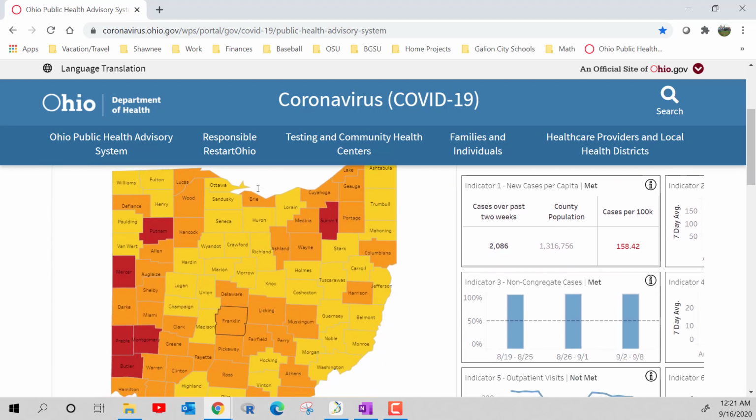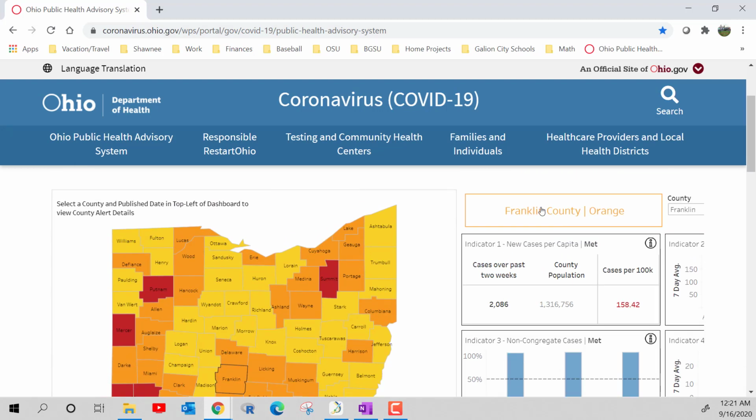Right. Yeah, this looks right. So notice here, Franklin County is all automatically shown, and it says cases per 100K, which is 100,000, right? So it just gives us a common base to compare the different counties from.